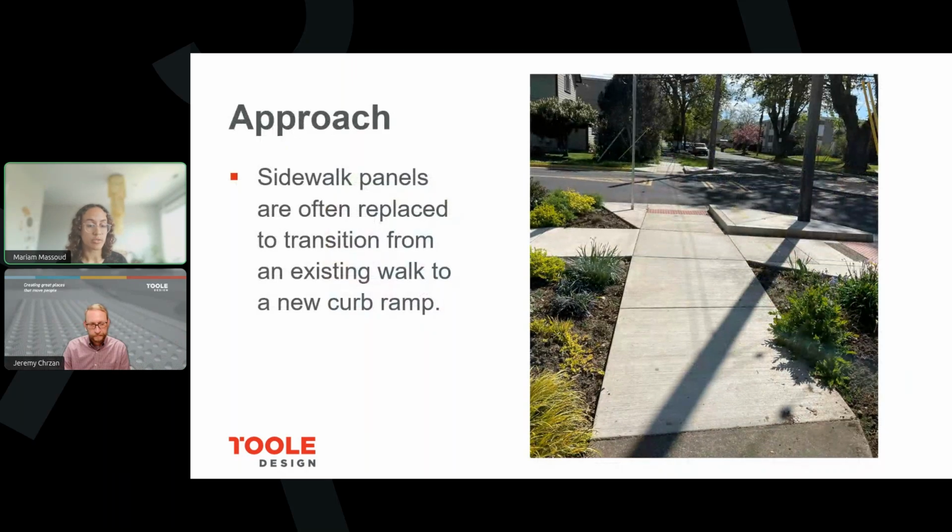Okay, so the first part of the ramp leading up to it is the approach. This is tied to the same pedestrian access route requirements that are in PROWAG as far as running slope and cross slope. Often when you are putting in curb ramps, you might change the approach slightly to be able to better tie into the existing walk. So you might be replacing a panel or two to transition from the existing to the new curb ramp.